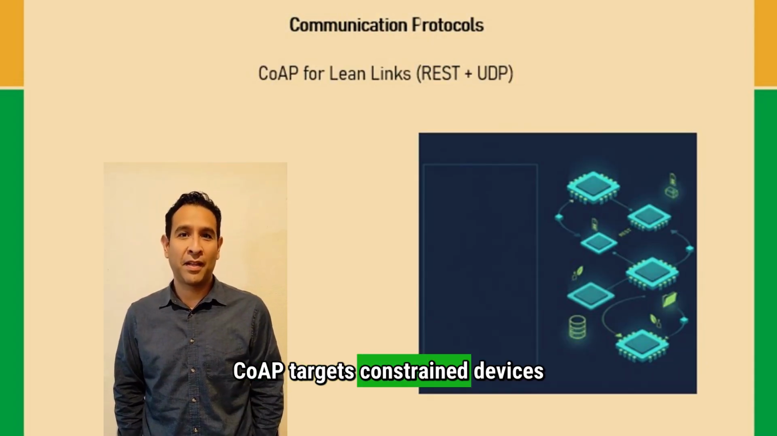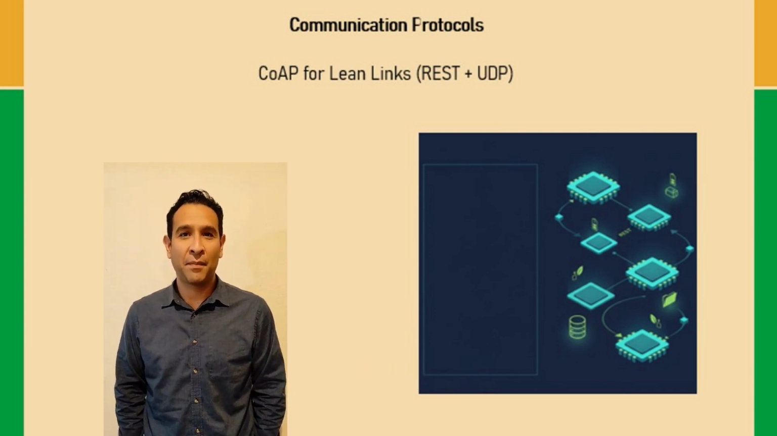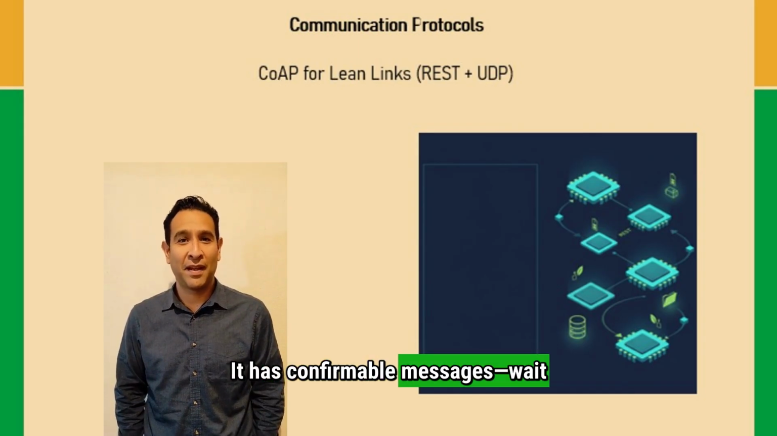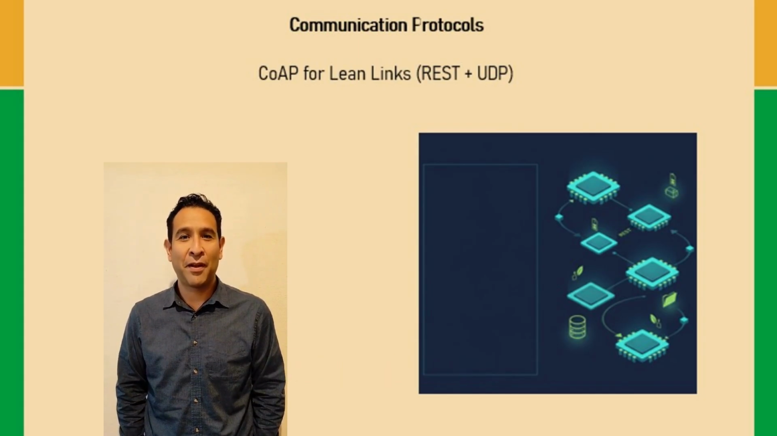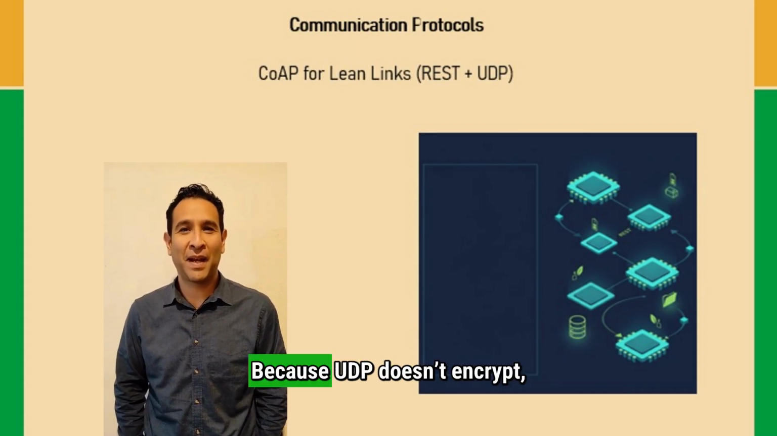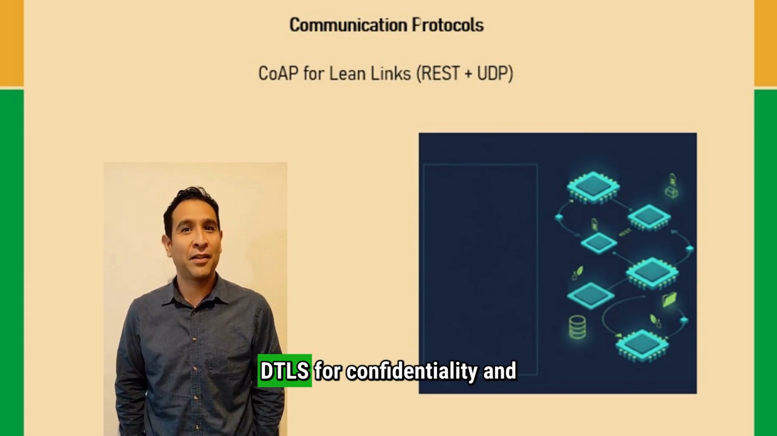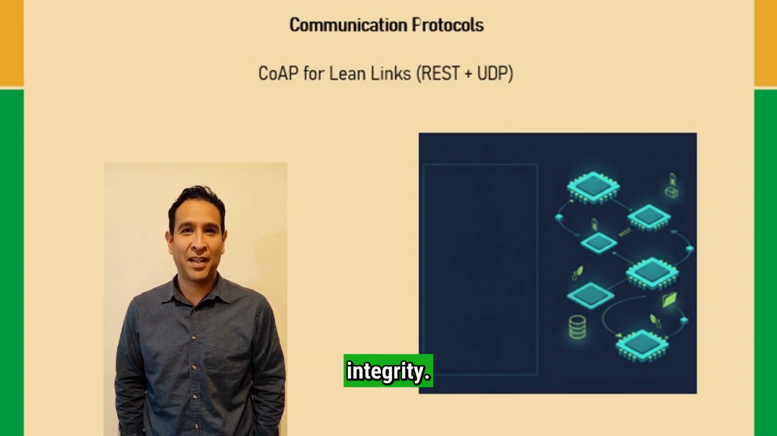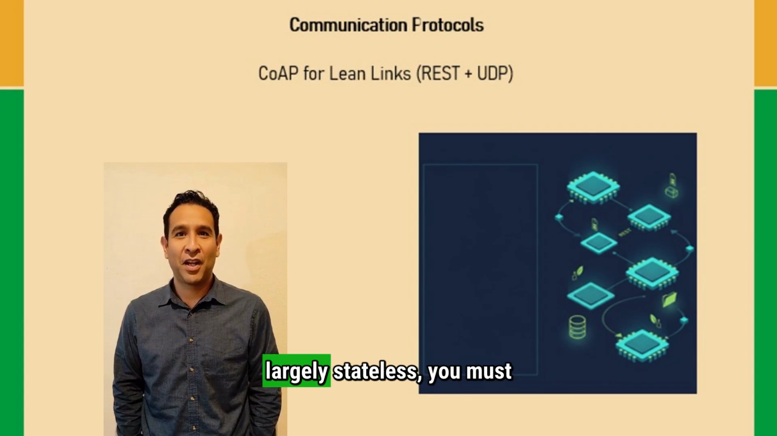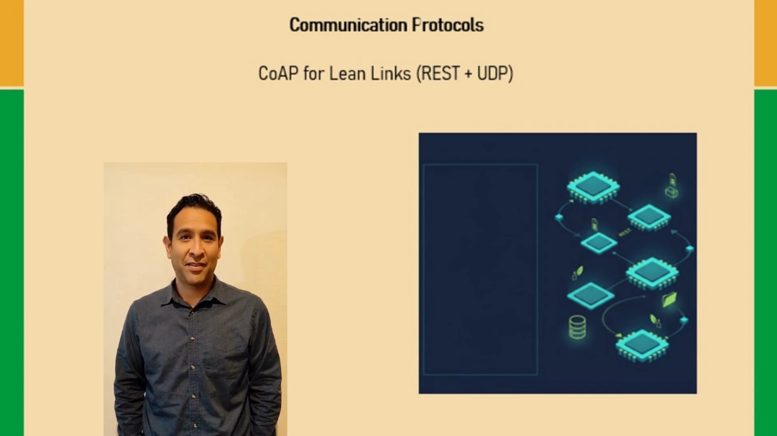CoAP targets constrained devices and uses a REST-like style similar to HTTP, but travels over UDP to save energy. It has confirmable messages, wait for ACK and retransmit if needed, and non-confirmable ones when you can tolerate occasional loss. Because UDP doesn't encrypt, CoAP protects itself with DTLS for confidentiality and integrity. The trade-off is CPU/memory overhead, and since it's largely stateless, you must design carefully to avoid DoS exposure.